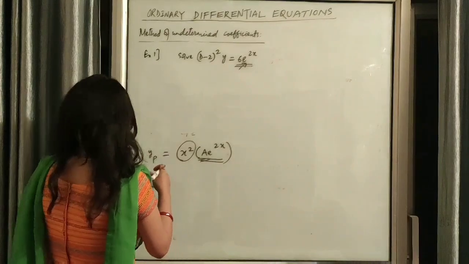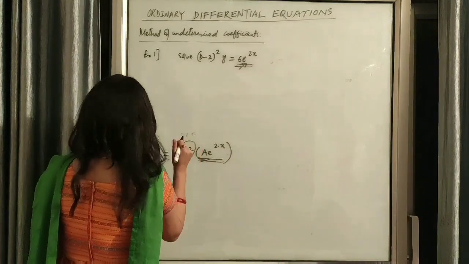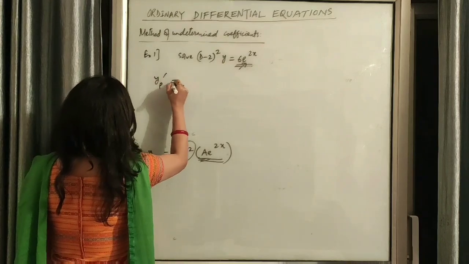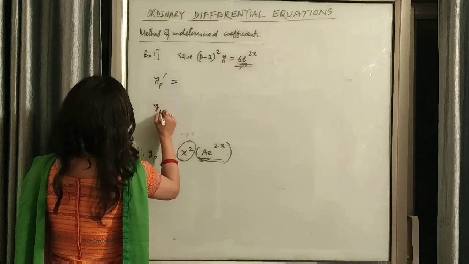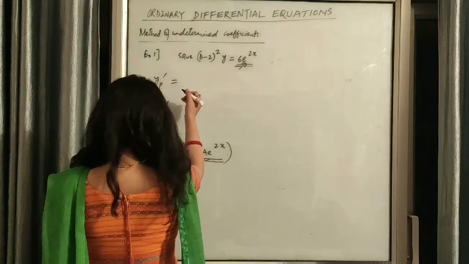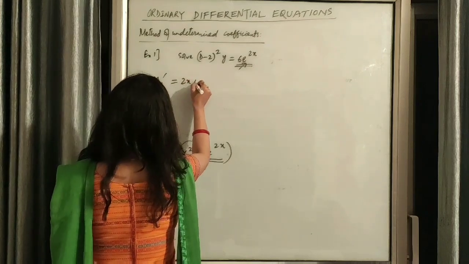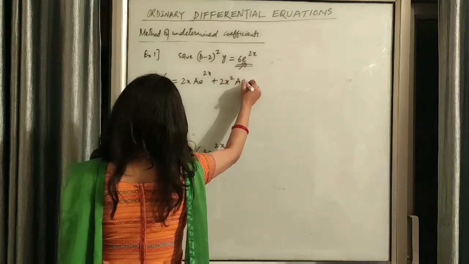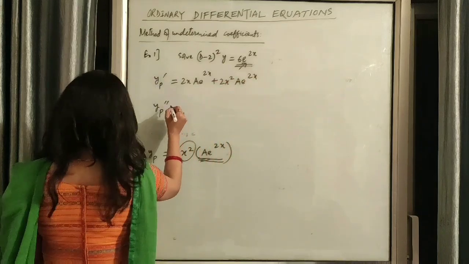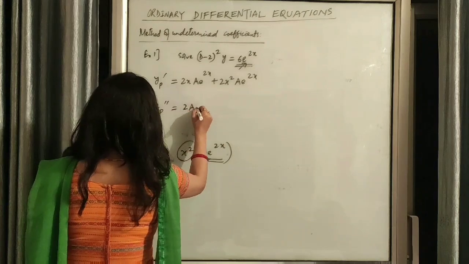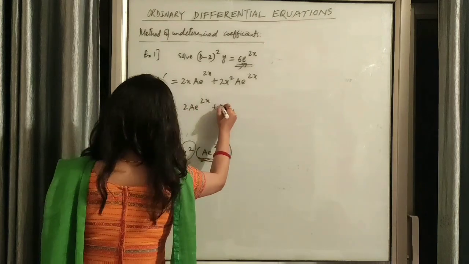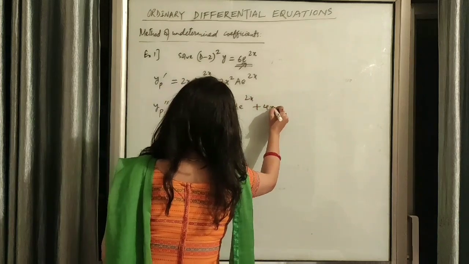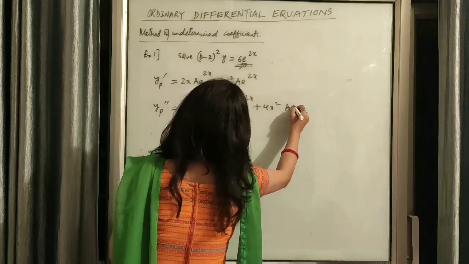So as it's a second order differential equation, we have to first find yp dash, the first order derivative, then the second order derivative. Here the first order derivative is 2x a e^(2x) plus 2x² a e^(2x), and the second order derivative is 2a e^(2x) plus 8x a e^(2x) plus 4x² a e^(2x).